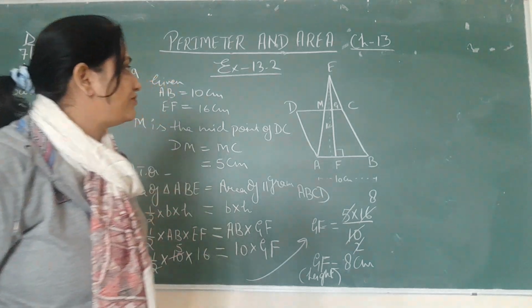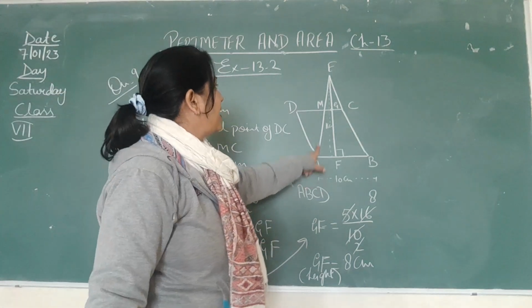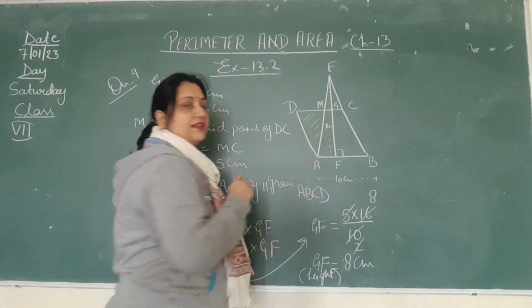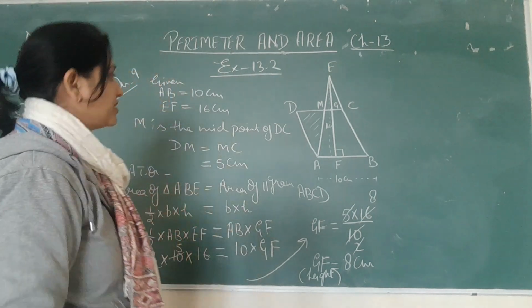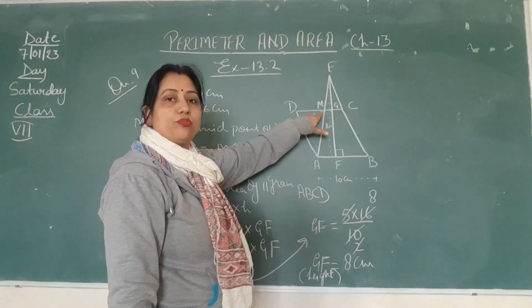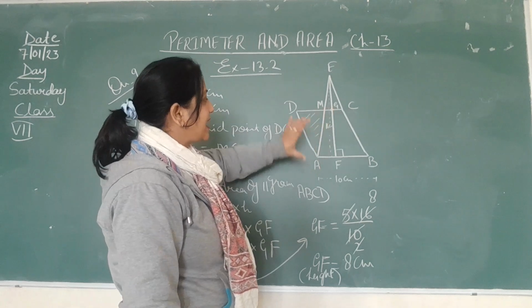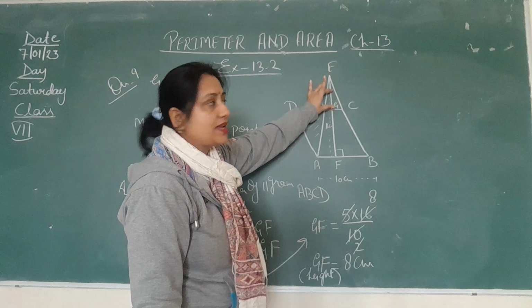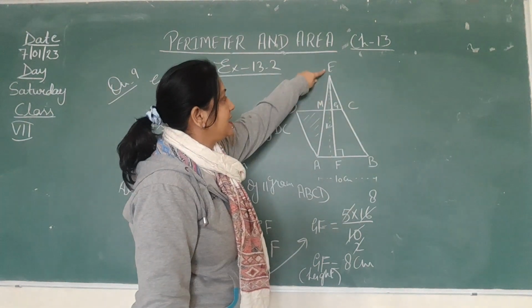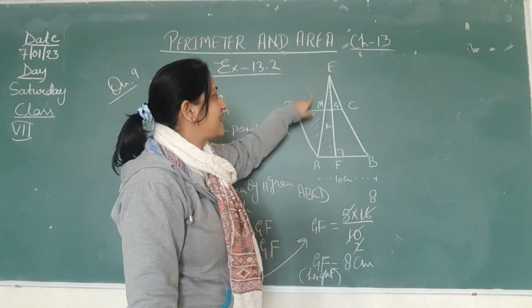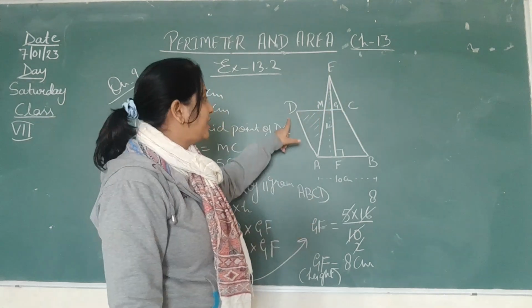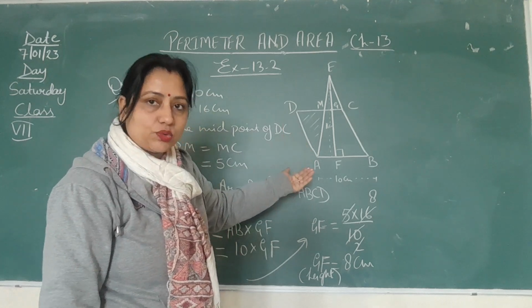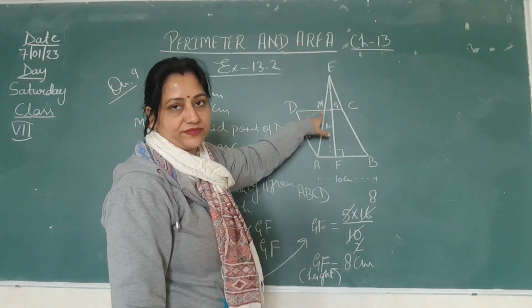You have to find the area of this triangle AMD. Now see in this question, because M is the midpoint, the area of this triangle is equal to the area of this triangle. Which triangle? EMC. The area of triangle EMC is equal to the area of triangle ADM. They are both equal because M is the midpoint.